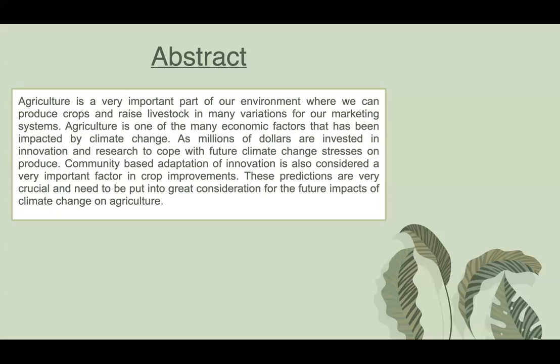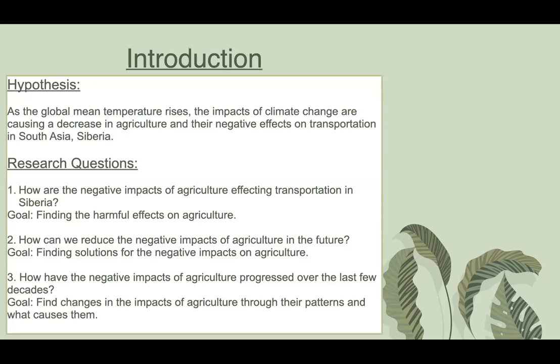So for the abstract, agriculture is a very important part of our environment where we can produce crops and raise livestock in many variations for our marketing systems. Agriculture is one of the many economic factors that has been impacted by climate change, as millions of dollars are invested in innovation and research to cope with future climate change stresses on produce. Community-based adaptation of innovation is also considered a very important factor in crop improvements. These predictions are very crucial and need to be put into great consideration for future impacts of climate change on agriculture. Next slide is my introduction.